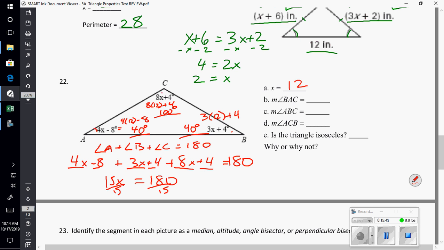So angle BAC is going to be 40 degrees. Angle ABC is also 40 degrees. And angle ACB is 100 degrees. So is the triangle isosceles? Yes. Because angle A is congruent to angle B.